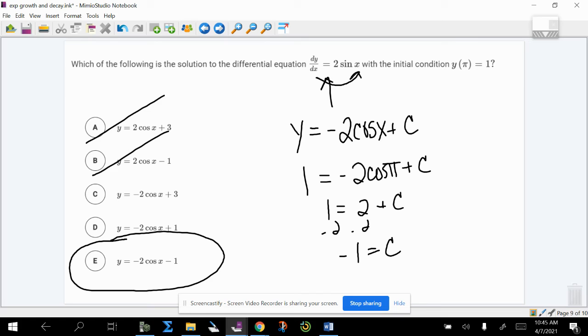We could eliminate a and b because it had the wrong sign in front of cosine. And then c and d had the right initial piece, but it had the wrong c value.